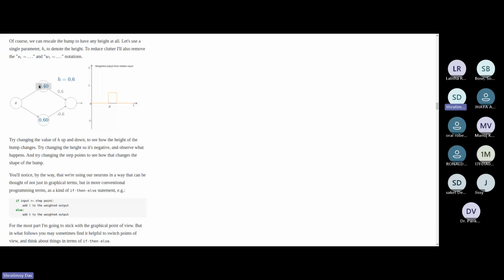If I increase this, see it moves to the right. If you decrease this, it moves to the left. If you make this small enough, you can move this around. If I change the height, this will also change. You can change the height, and you can change these weights. This depends on how your weights are calculated.